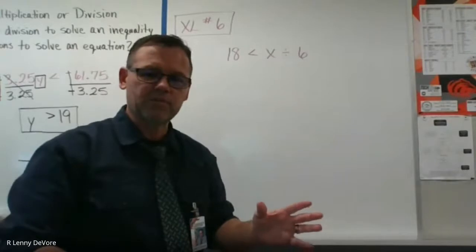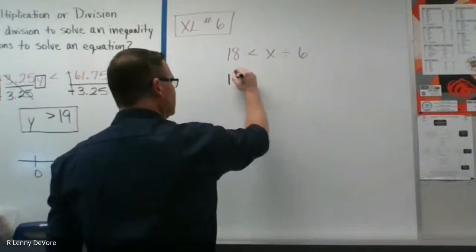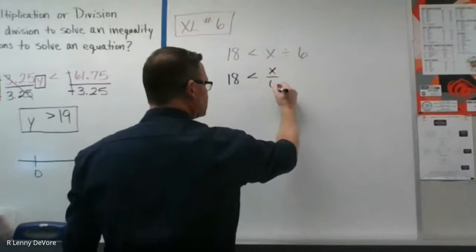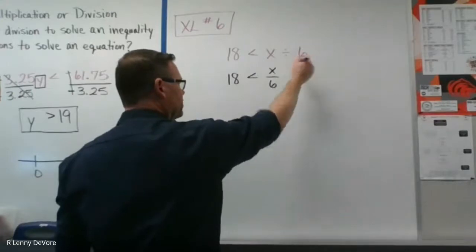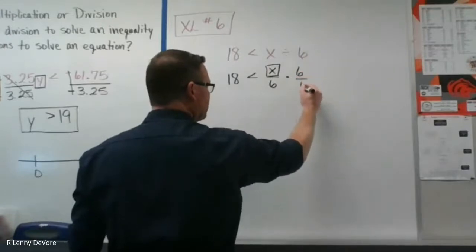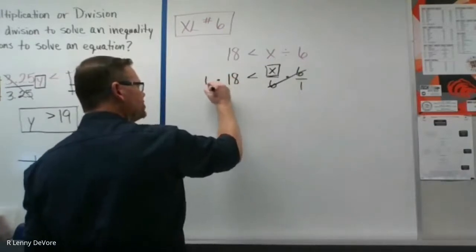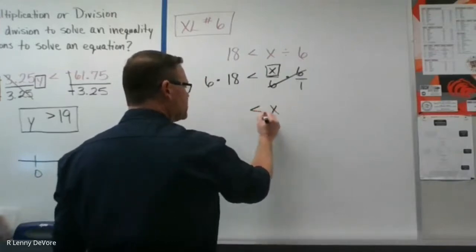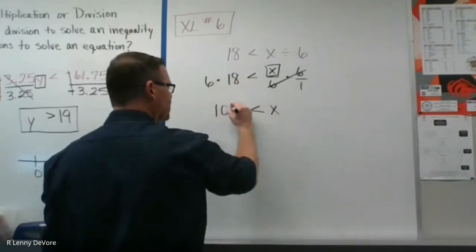So we're actually going to set this up exactly the same as we just did the last problem. So in other words, this would be 18 is less than, and what I'm going to do is put x over 6. X divided by 6. Okay? Then I'm still going to go through and isolate the variable. That means I'm going to multiply by 6 over 1 so that I can cross cancel. But remember, that also means I have to multiply by 6 over here. Now this does get x by itself. X is greater than, and then 6 multiplied by 18 is 108.